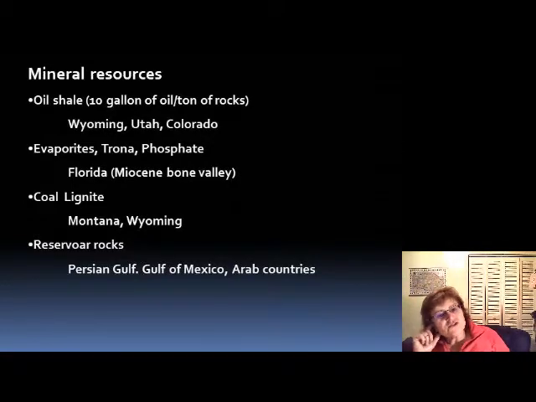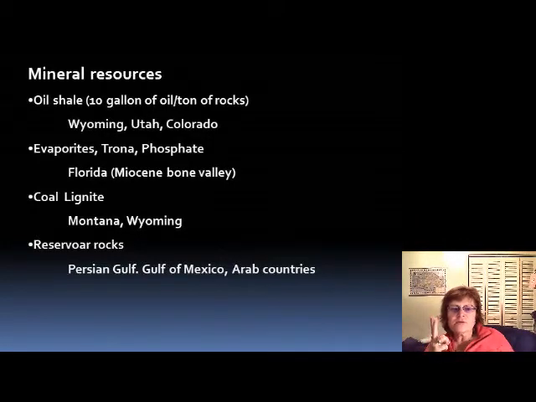We have oil shale, which is good for 10 gallons of oil per ton of rock. We have them in Wyoming, Utah, and Colorado. We have evaporites, trona, and phosphate. Trona is basically the guano in caves in Florida. And we have the Miocene Bone Valley.